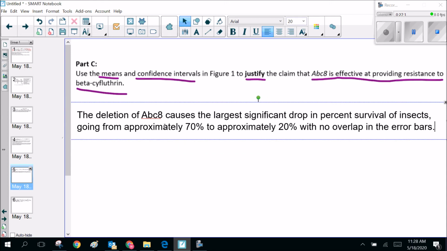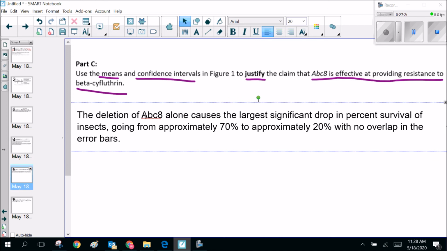So the deletion of ABC8 causes the largest significant drop in percent survival of insects. The deletion of ABC8, and we should probably say alone, because we're making sure that we're saying specifically when we delete this one, causes the largest significant drop in the percent survival of insects, going from approximately 70% to 20% with no overlap in the error bars. So we've gone ahead and used the confidence intervals, which are represented by the error bars, and the means. We've specifically stated the means, which is very good. You always want to use that specific data when you can to justify the claim.